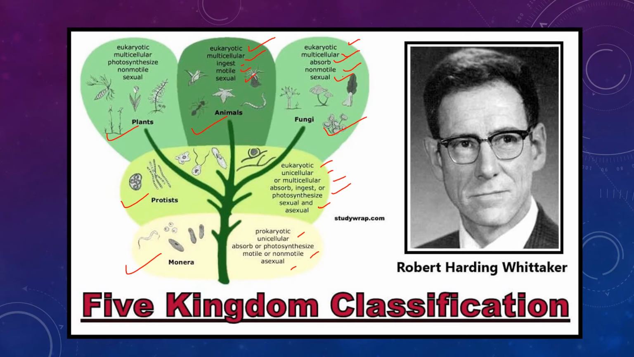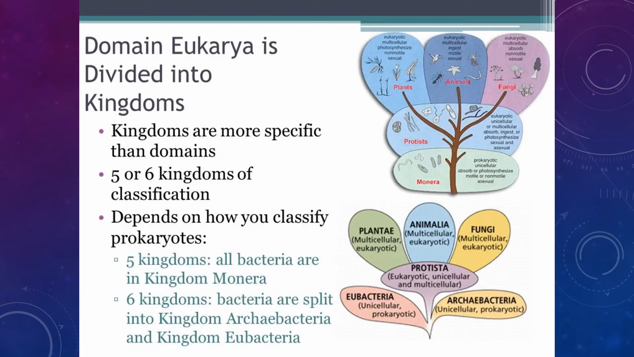When you talk about the last kingdom, the kingdom Plantae, they are eukaryotic in nature, multicellular, they can photosynthesize, they are non-motile in nature, and the mode of reproduction is sexual. So, in short, this is nothing but the 5-kingdom classification proposed by R.H. Whittaker.